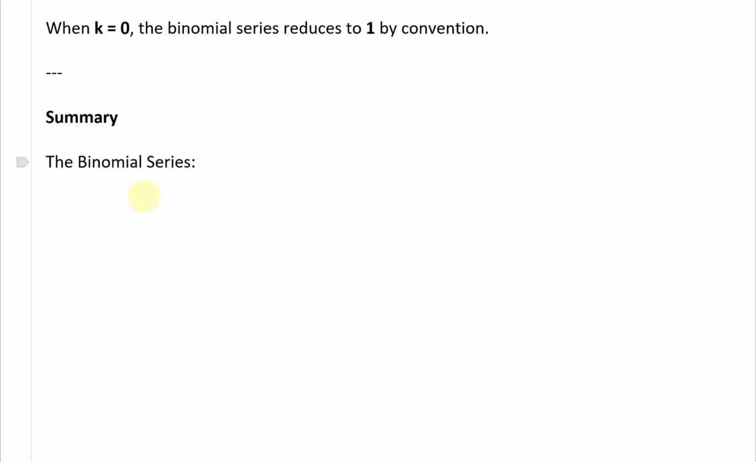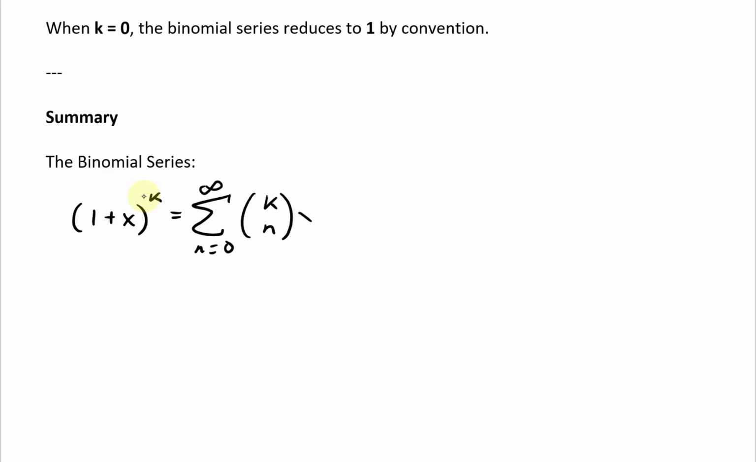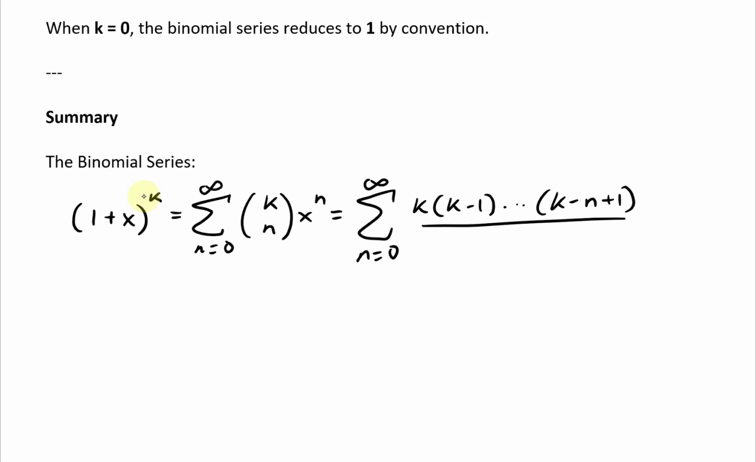So the binomial series, let's write this all out, is 1 plus x, the binomial, to the power of k, where k is any real number, equals the sum from n equals 0 to infinity, just for more general. Sometimes people use n equals 1. So k choose n, x to the n equals the summation from n equals 0 to infinity of k times k minus 1, and so on all the way to k minus n plus 1, over n factorial, times x to the power of n. So yes, fascinating stuff over here.